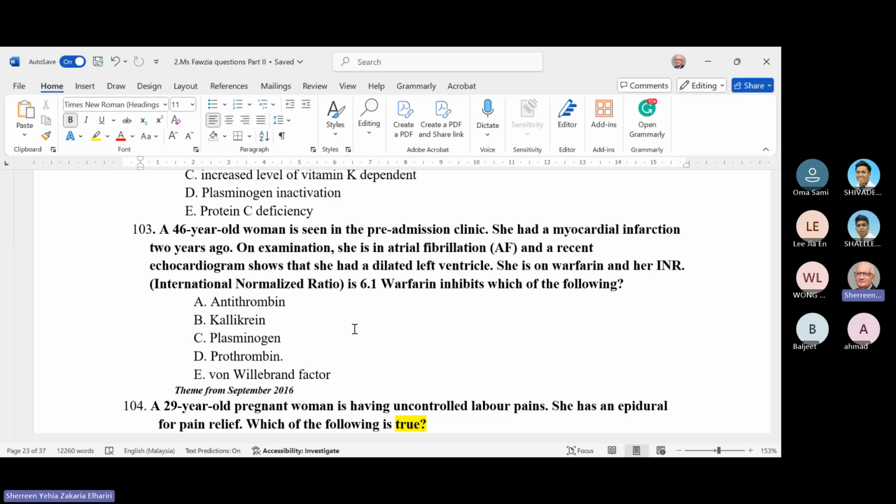Warfarin, the question here, warfarin inhibits which of the following? So he just needs to ask what warfarin acts on. What is your answer? Prothrombin. Okay.